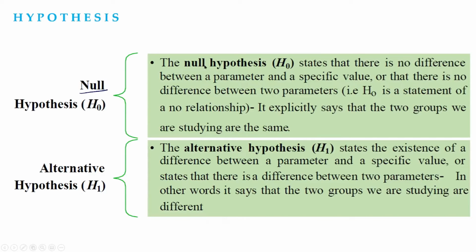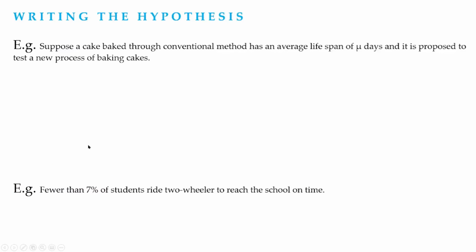So if you see, all these statements are neutral statements or null statements, whereas the alternative hypothesis just states the opposite of the null hypothesis. It states that there is a difference between a parameter and a specific value, or there is a difference between two population parameters, or that the two groups under study are different. Now this is with respect to hypothesis. Now we will see how to write the hypothesis.